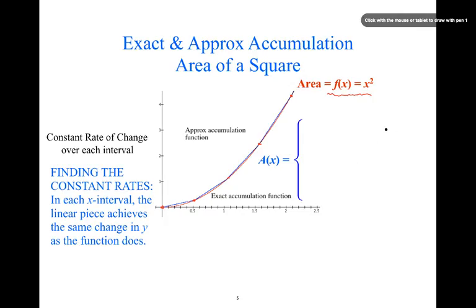So this will be what? Piecewise linear. First piece will be x from what to what? 0 to 0.5, sorry. Next piece will be 0.5 to 1, etc.